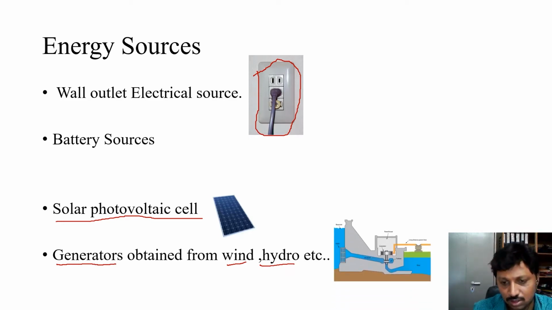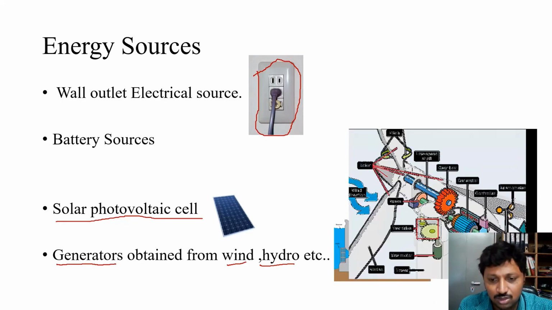You see, this is the setup of a hydropower station. When water falls on the turbine, the turbine will rotate. It means it will generate mechanical energy. This mechanical energy is converted into electrical energy with the help of the generator, right? So this will produce electrical energy. So we say that this is the energy source.